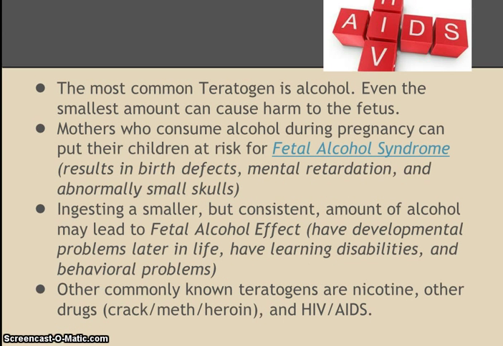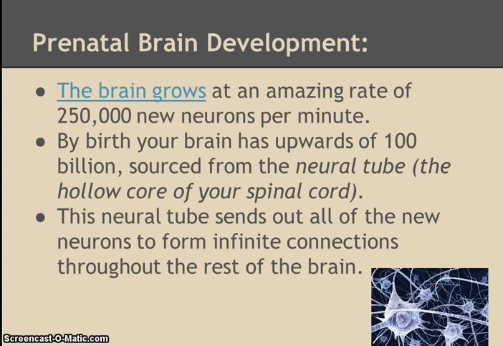The most common teratogen, like I said, is alcohol. However, you also have others like nicotine, so smoking, and secondhand smoke are also teratogens. Drugs like crack, meth, and heroin, and HIV and AIDS can all penetrate the placenta and cause developmental delays and birth defects in the child. Also, with different drugs, a lot of antidepressants you can't take when you are pregnant because, again, they penetrate the placenta. Accutane, which people take for acne problems, is also a teratogen. The brain grows at an amazing rate.